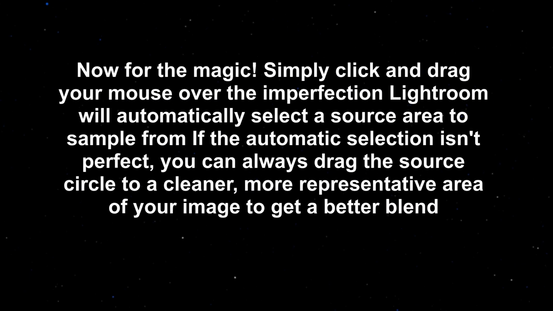Now for the magic, simply click and drag your mouse over the imperfection. Lightroom will automatically select a source area to sample from. If the automatic selection isn't perfect, you can always drag the source circle to a cleaner, more representative area of your image to get a better blend.